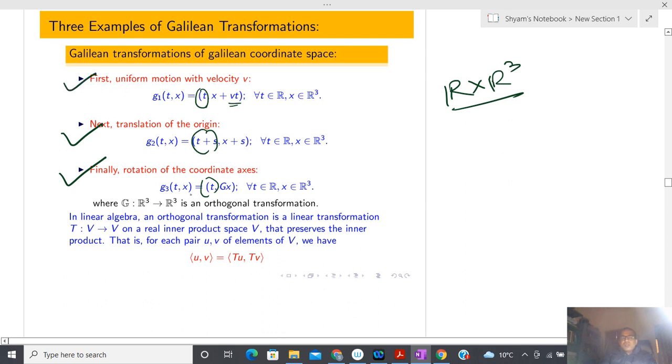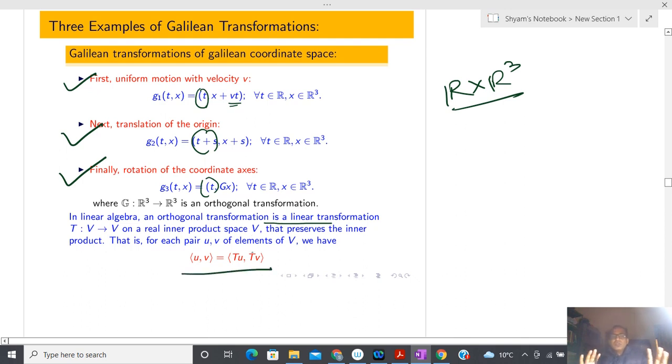Okay, so again it is possible to show that everything is going to form the group, and in linear algebra orthogonal transformation is a linear transformation. Again I am going to talk about linear transformation when I talk about the vector space being an inner product space V, and that preserves this kind of thing.